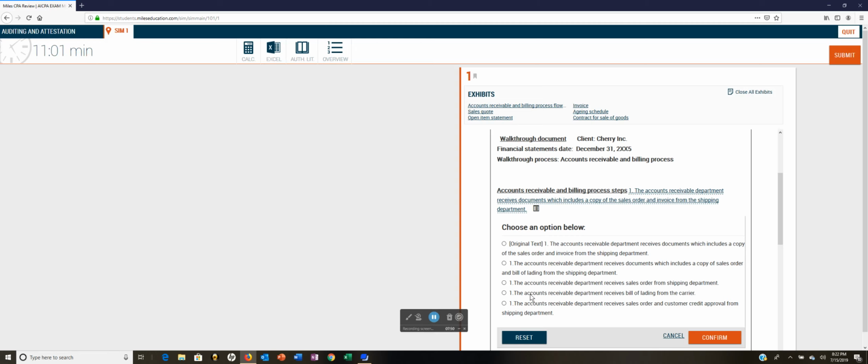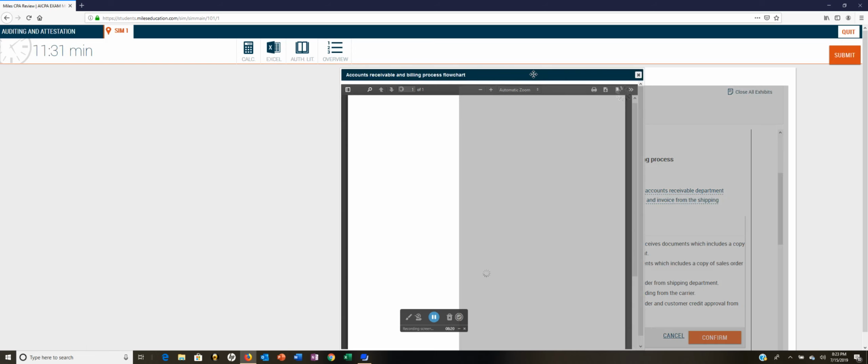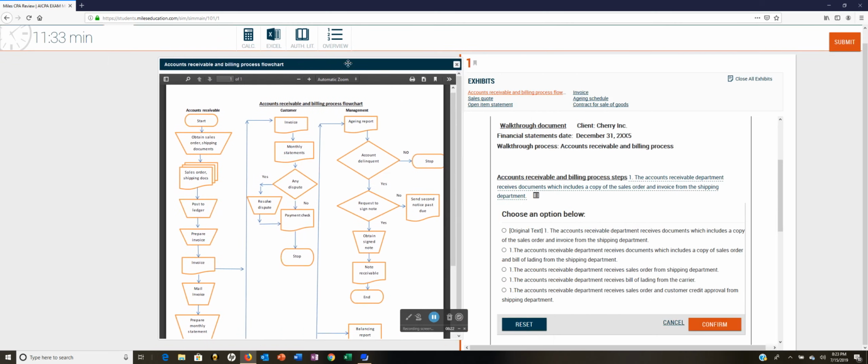And then the next one: the accounts receivable department receives the bill of lading from the carrier. We know that would never happen. And the accounts receivable department receives a sales order and customer credit approval from the shipping department. The customer credit approval does not come from the shipping department. So it looks like one or two is the answer, but we're not really sure. So let's go up to the exhibits and click on the accounts receivable and billing process.